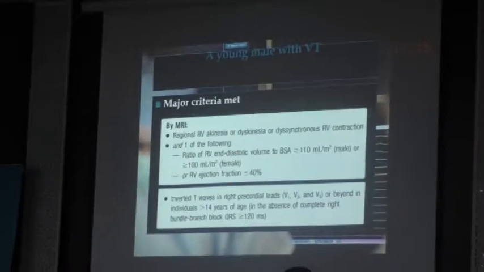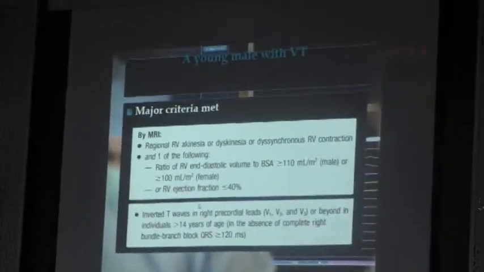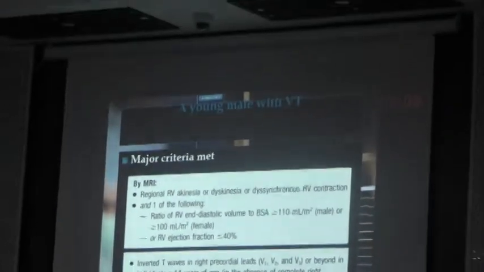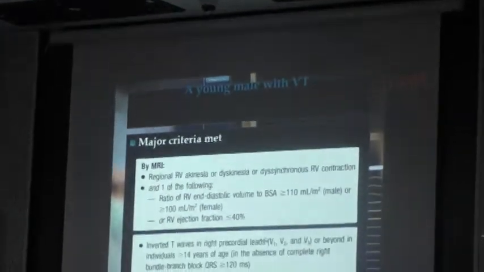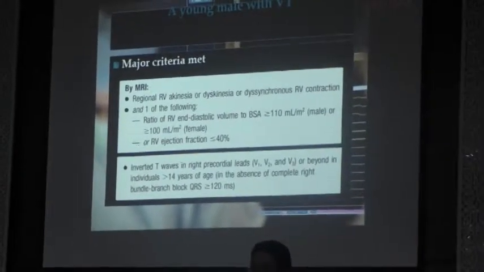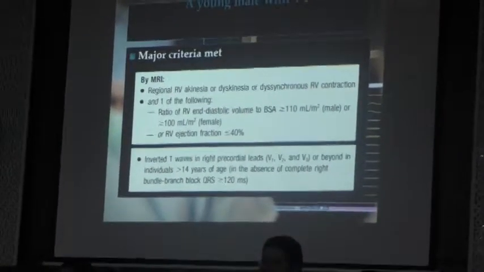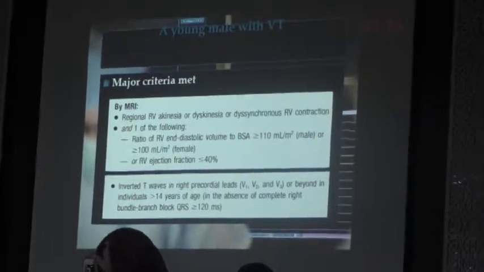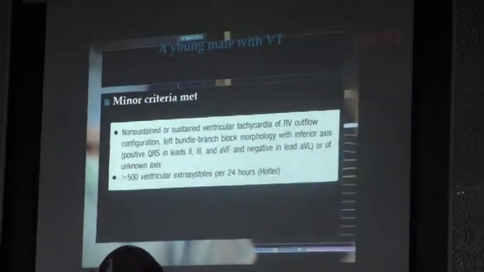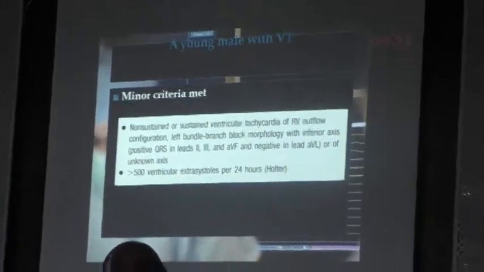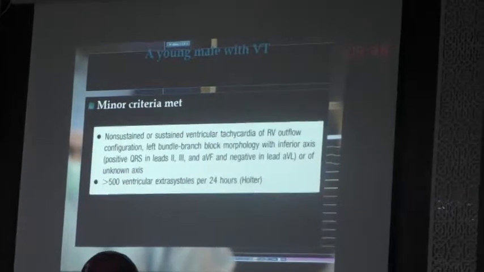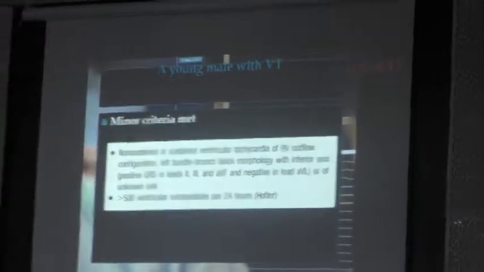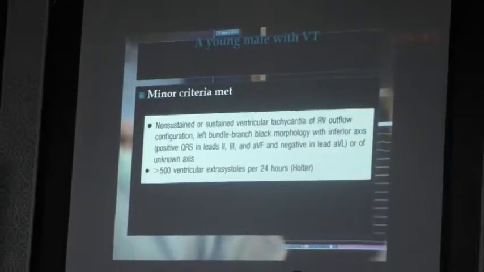In addition to that, there is also another major criterion from a different group, which is the repolarization group. When you have an inverted T-wave in V1, V2, and V3 in the absence of right bundle branch block, and the QRS complex less than 120 in a young patient, like what we had in our example. Also, you can consider another, a minor criterion, which is the sustained ventricular tachycardia of RVOT origin. So this patient fulfilled the diagnosis of ARVC.